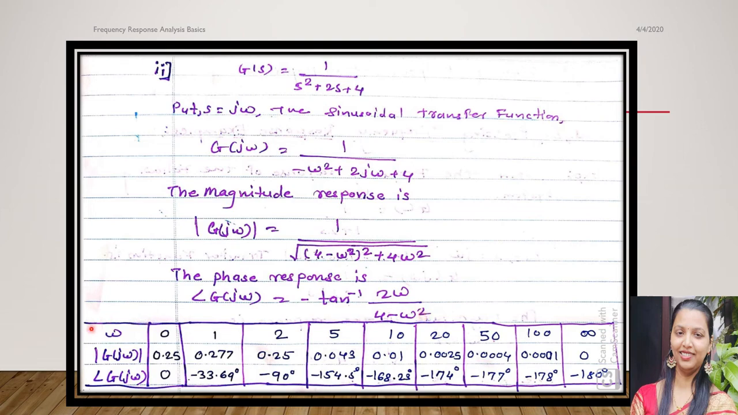So again make a table and vary ω from 0 to infinity and tabulate all the values of the magnitude |G(jω)| with respect to ω's values, and also get the values of the phase angle of G(jω) with respect to ω from 0 to infinity. The angle of G(jω) is in degrees.